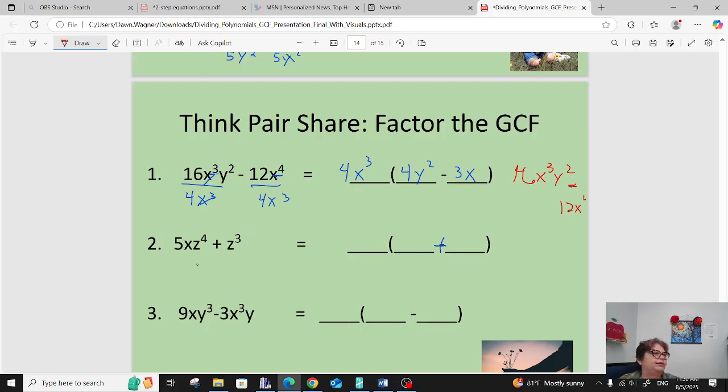So over here, what did you all have? What would be the greatest common factor of these two terms? And please put a plus here. It would be 1 would be the number. What would be the variable? Z to the third power, because this one had a 3, this one had a 4, right? So if I'm dividing both these by z to the third, I would have 5xz. And this would just be a 1, not 0, because z to the third over z to the third is a 1.